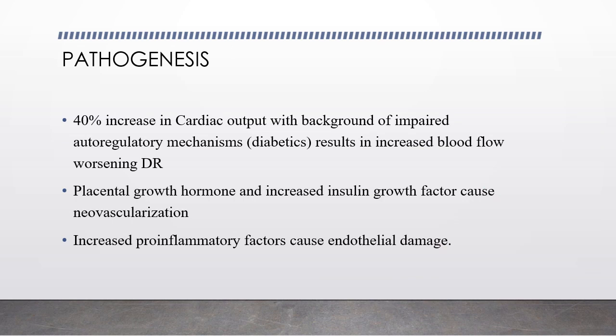The pathogenesis in pregnancy is alluded to the physiological changes that come with pregnancy. We have a 40% increase in cardiac output, all this in a background of impaired autoregulatory mechanisms, which is a consequence of diabetes, resulting in increased blood flow, which worsens diabetic retinopathy. Placental growth hormone and increased insulin growth factor cause neovascularization. Increased pro-inflammatory factors cause endothelial damage. All these are responsible for the progression seen in diabetic retinopathy in pregnancy.